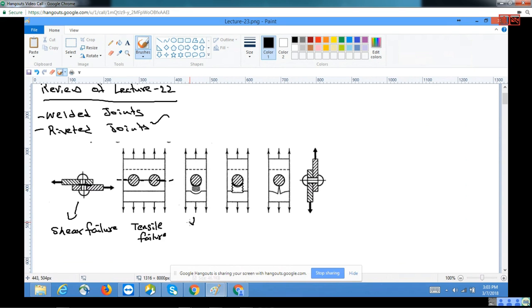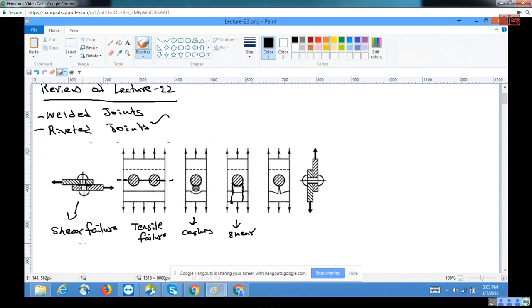The next one is the crushing failure. This is the crushing failure of the plate by the rivet, because this rivet is kind of crushing into it. And the fourth one is the shear failure of the plate, because the plate is shearing in this manner. So it is the shear failure.